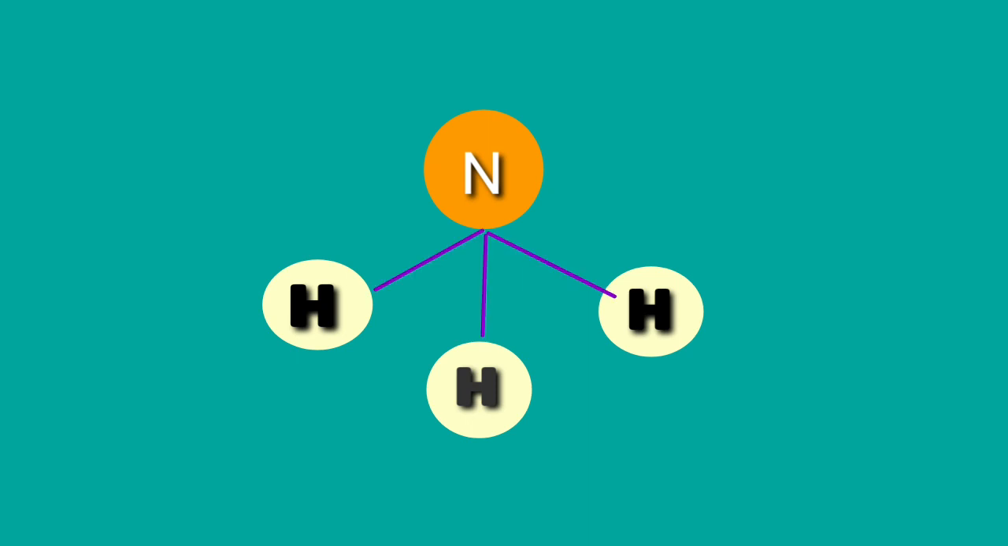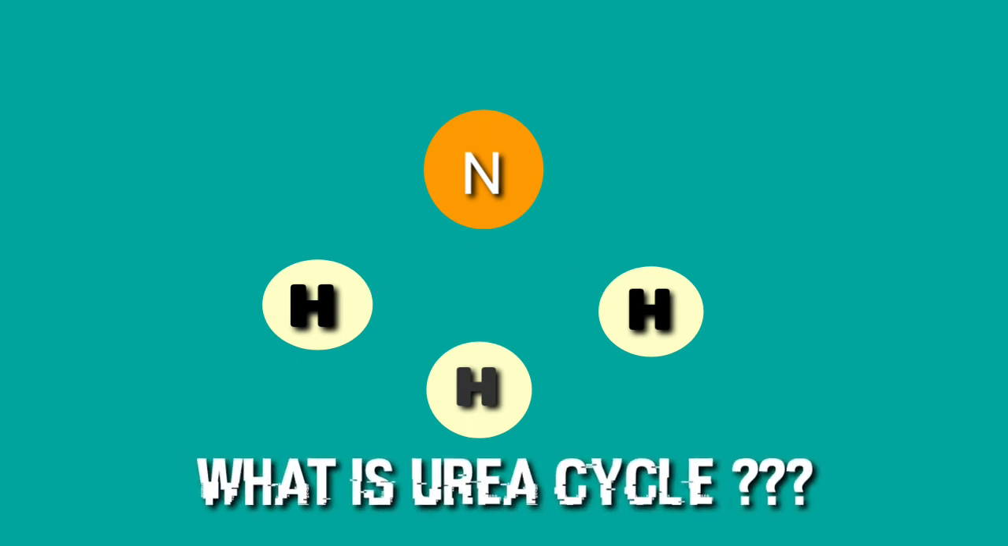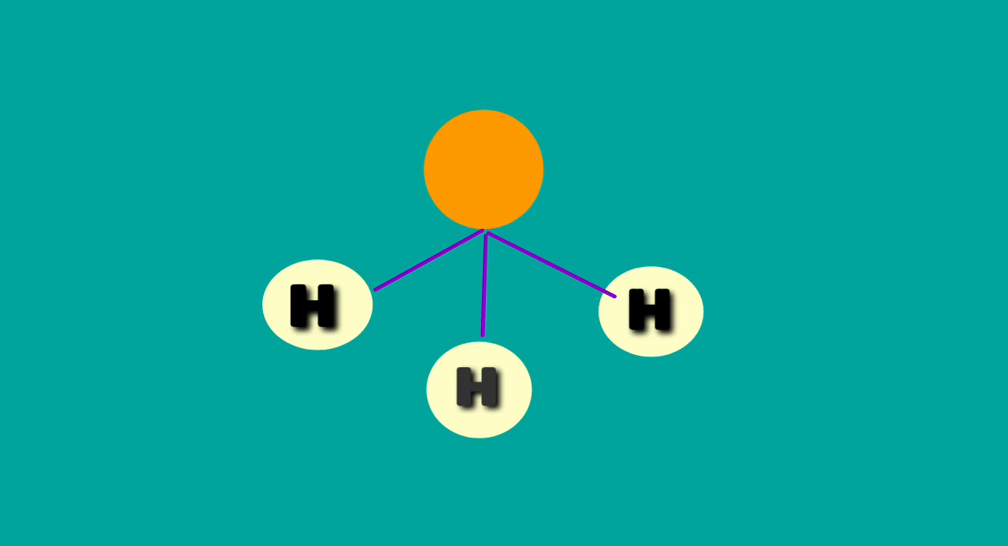In this video presentation, my group of friends and I will be explaining about the urea cycle. First things first, what is the urea cycle? In amino acid metabolism, free ammonia is produced inside the body. The urea cycle is the process in which this free ammonia is converted into urea.